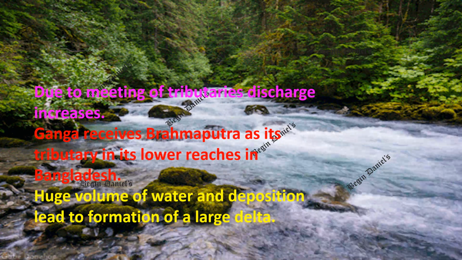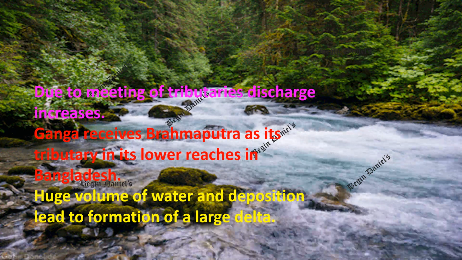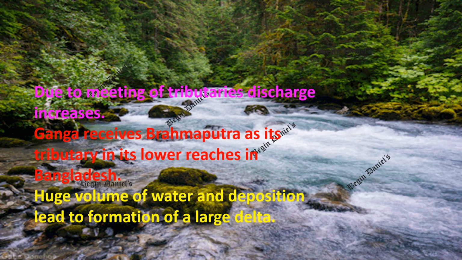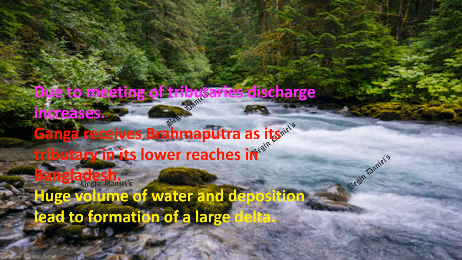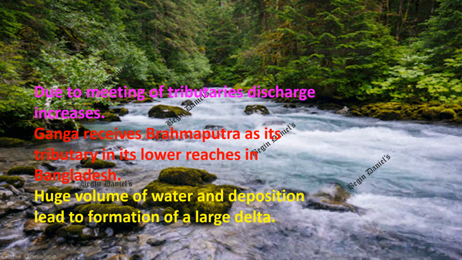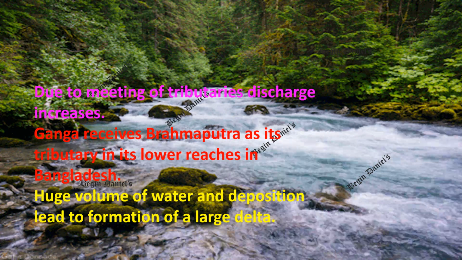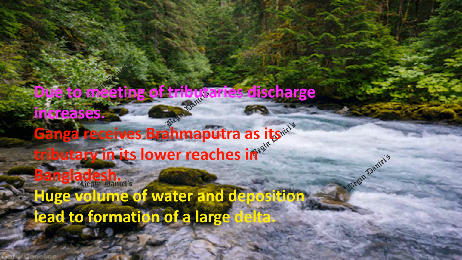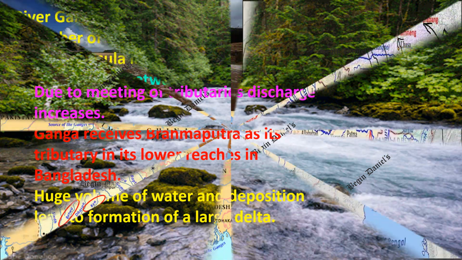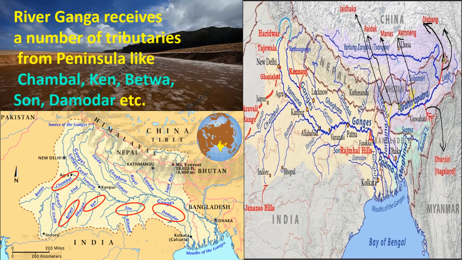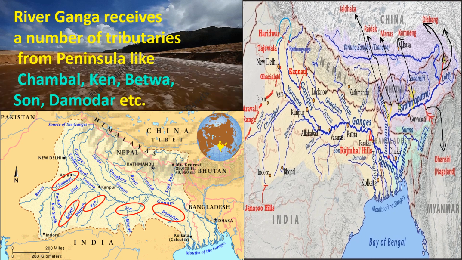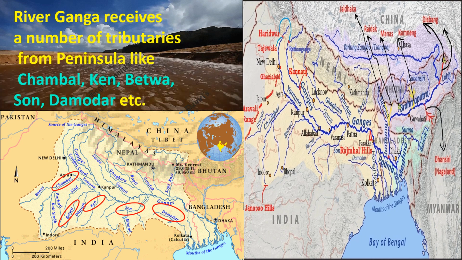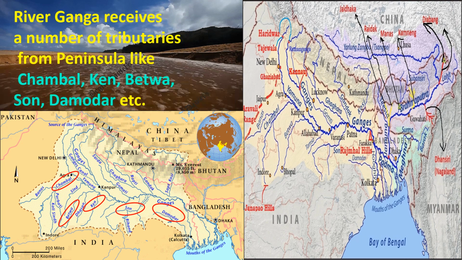Due to meeting of tributaries, discharge increase. Ganga receives Brahmaputra as its tributary in its lower reaches in Bangladesh. Huge volume of water and deposition lead to formation of a large delta. River Ganga receives a number of tributaries from peninsula like Chambal, Ken, Betwa, Son, Damodar, etc.